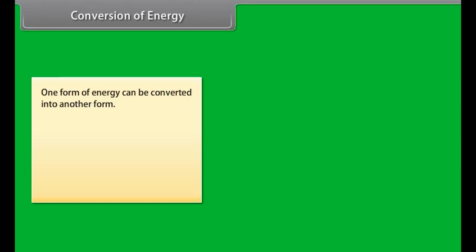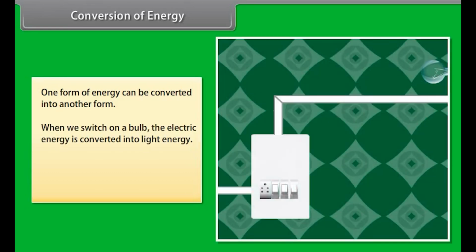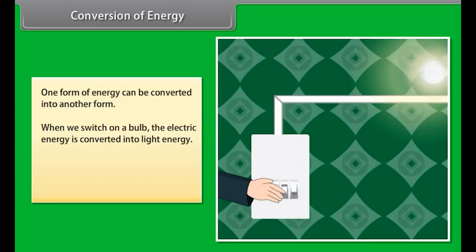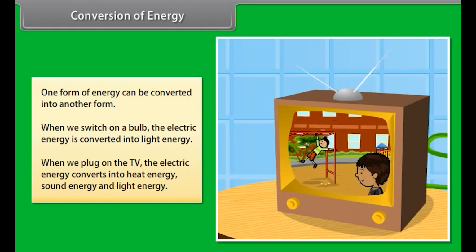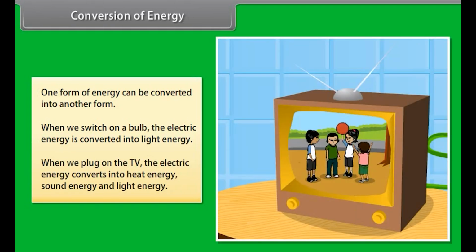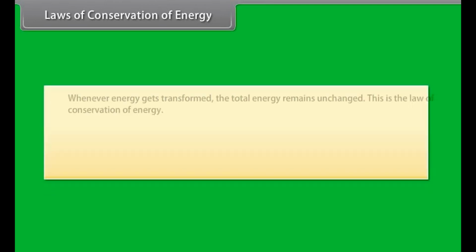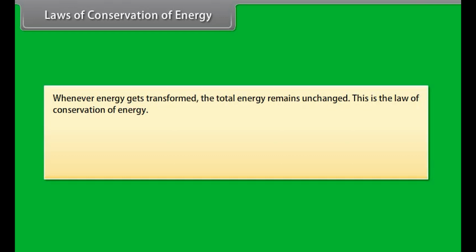Let's take a small example. When we switch on a bulb, the electric energy is converted into light energy. Similarly, when we plug on the TV, the electric energy converts into heat energy, sound energy, and light energy. Laws of conservation of energy. We now know that energy can be changed from one form to another. Whenever energy gets transformed, the total energy remains unchanged.